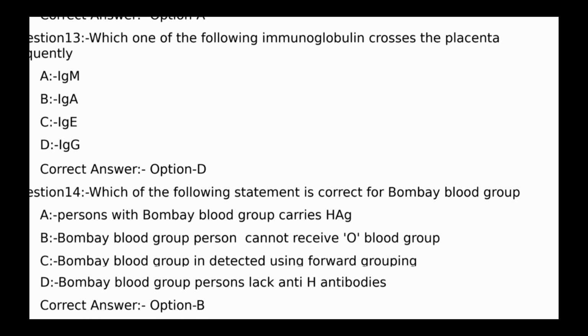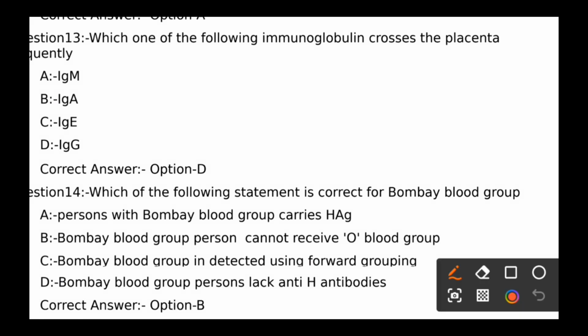Next one, which of the following immunoglobulin crosses the placenta? Option A, IgM. Option B, IgA. Option C, IgE. Option D, IgG. The right answer is option D, IgG. IgG is the only immunoglobulin that can cross the placenta.